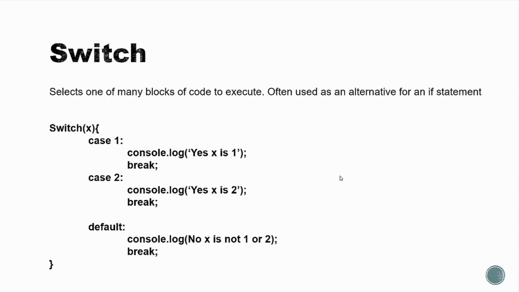A switch can select one of many blocks of code to execute, and this is often used as an alternative for an if statement. In this case, we're testing the value of x, and we apply different cases to it. So if x equals 1, then this will go ahead and run. It's just going to print out, yes, x is 1, and then it's important that we break out of that as well. Okay, if it's 2, it's going to console log that. And default basically happens if none of the above cases are true. So in this case, we're going to log no, x is not 1 or 2.